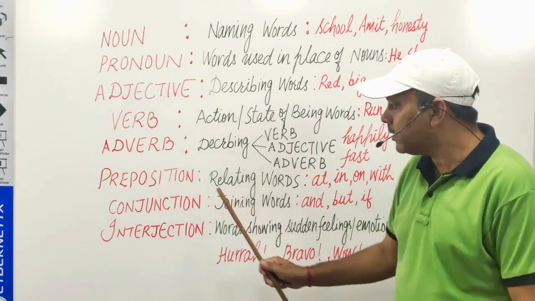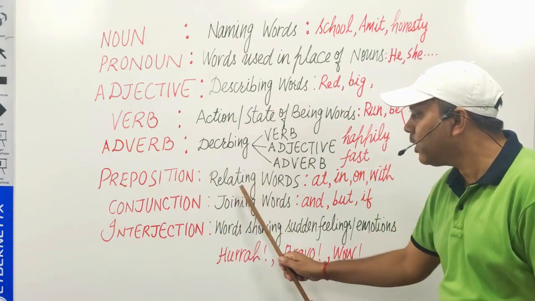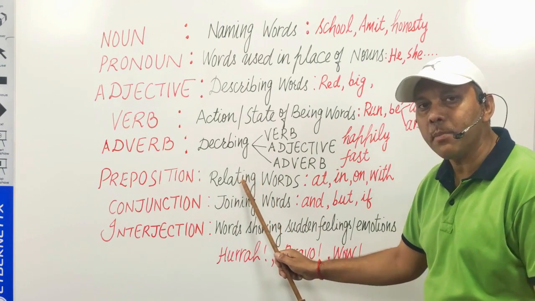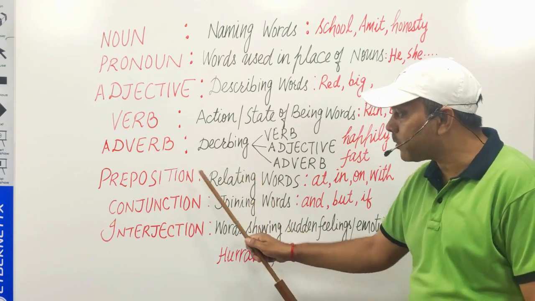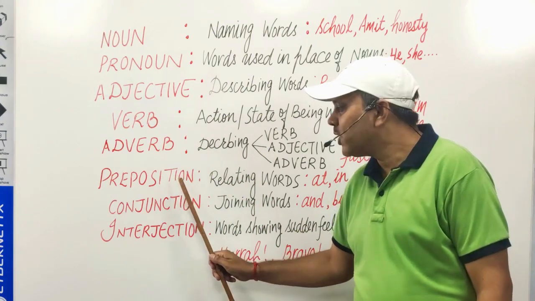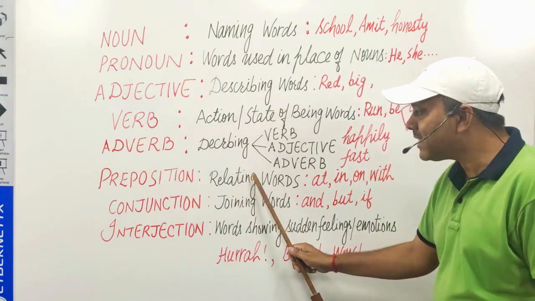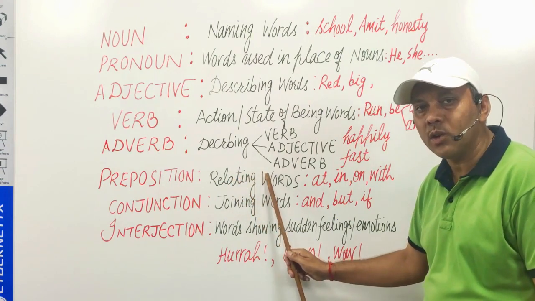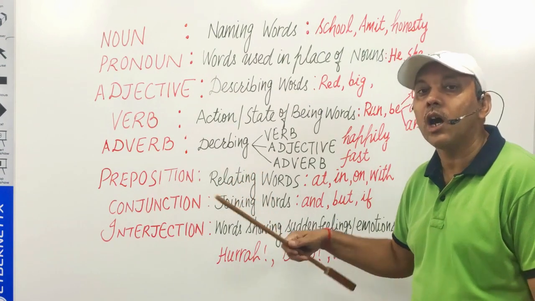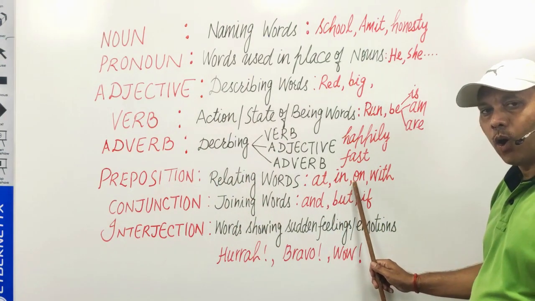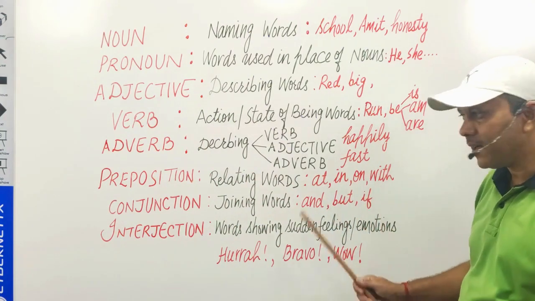Preposition. Prepositions are known as relating words. What do they relate? They relate the noun and pronoun before which the preposition has been used with the other words in a sentence. They tell the relation of nouns and pronouns in a sentence with other words. For example, at, in, on, with, etc.